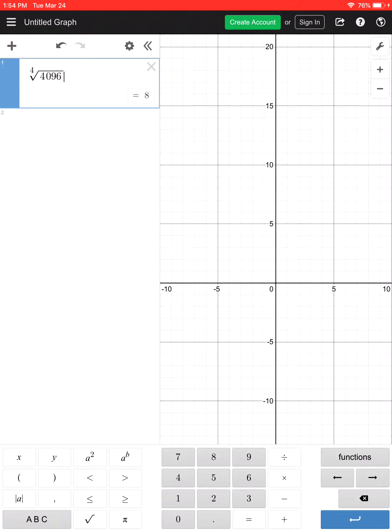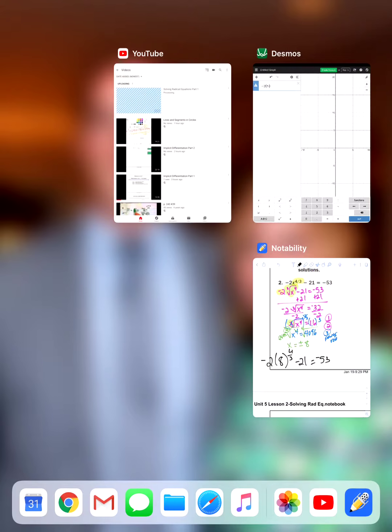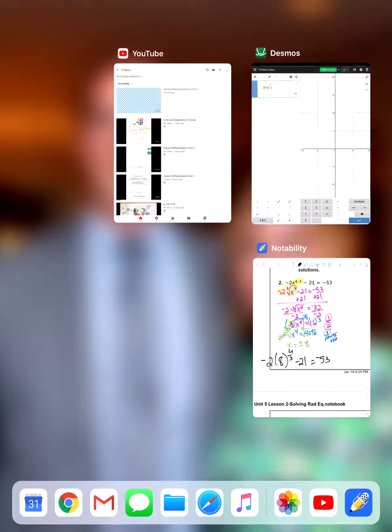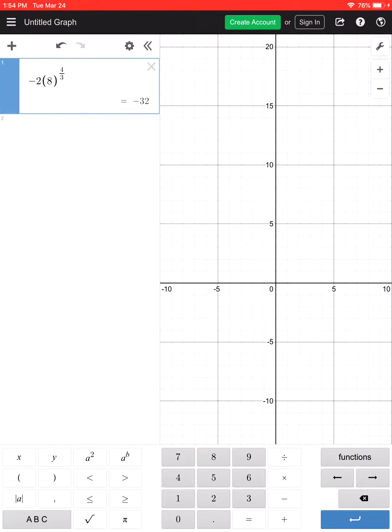All right, so we have -2 times 8 being raised, and I already forgot, let's double check what that was. It was to the 4/3 power. And then we had to subtract 21. And that indeed equals -53. So 8 works.